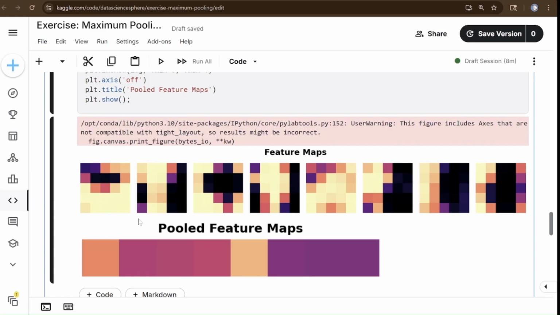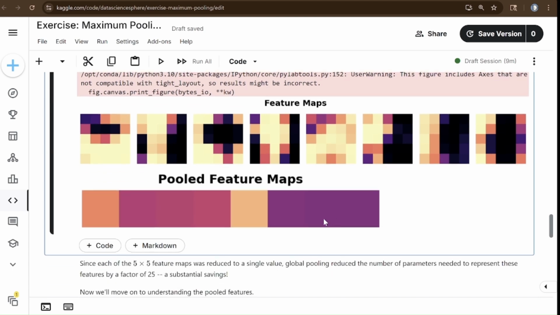See, these are the feature maps and this is pooled feature maps. You can see that it is kind of flattened, but we have not used flatten. We have used global average pooling, which is taking the average value of all the numbers. Okay, this is pooled feature maps.